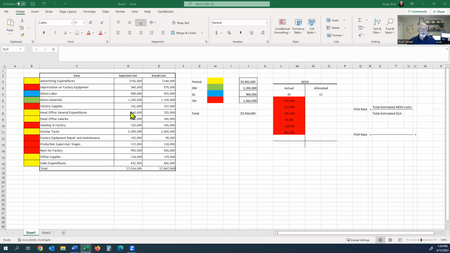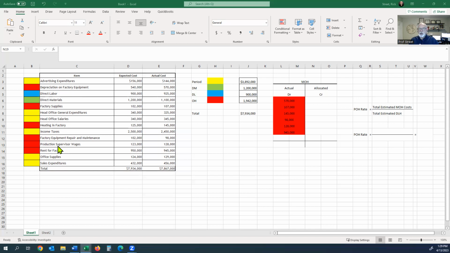This problem is out of your workbook, and they give you a series of expected costs. These expected costs are the same as budgeted costs or anticipated costs that are going to come up in the future but have not yet actually happened. So first, we want to go down here and identify each one as a period cost or a manufacturing cost.